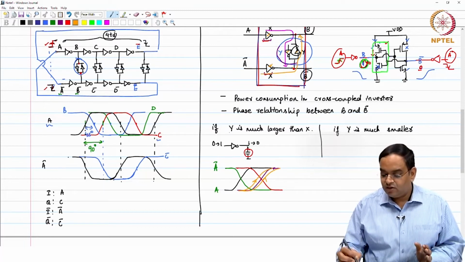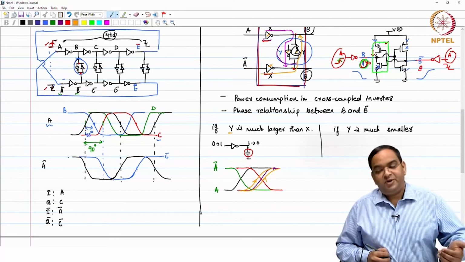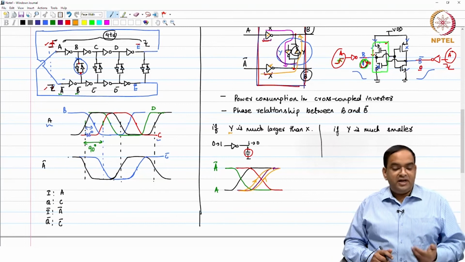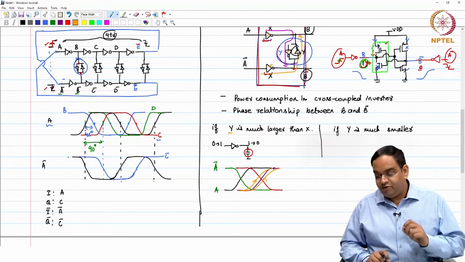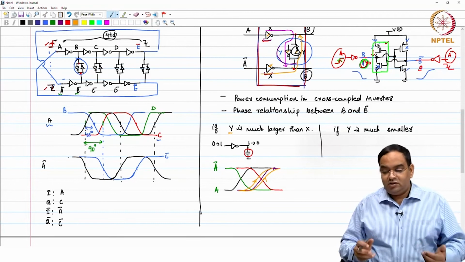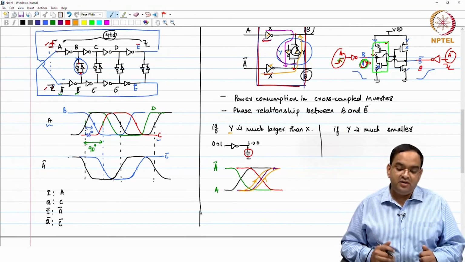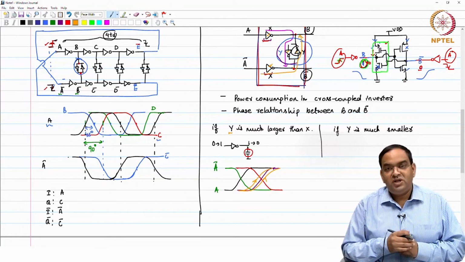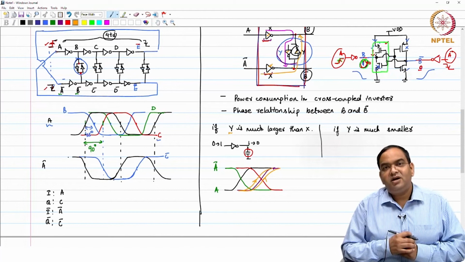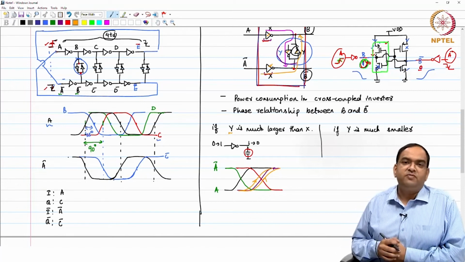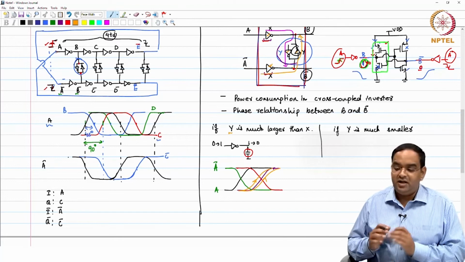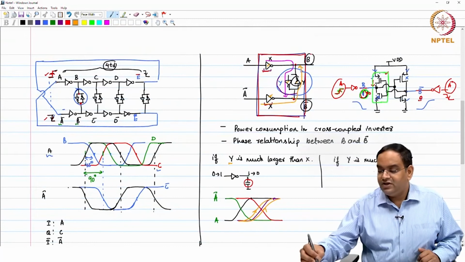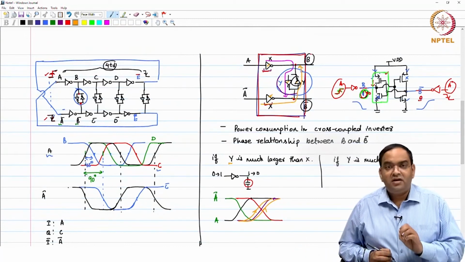So, the size of y has to be optimized with respect to x. You cannot keep it quite high. If you keep it quite high, your frequency of oscillation drops. If you keep it quite low, then you are in the presence of mismatch between the inverters, and the phase relationship between the complementary phases like A and A bar, B and B bar will not be good. Okay.